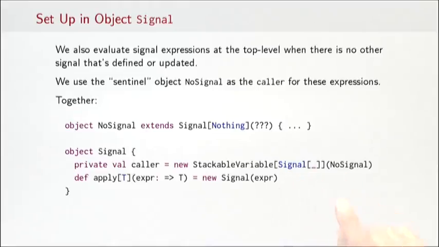Let's have a look at the initial value. What should that be? Well, initially, there is no caller, so we have to express that somehow. And we choose to express it with a so-called sentinel object that we call NoSignal. So NoSignal is a special signal. It doesn't have a value at all, so it extends signal nothing. And it doesn't have an implementation either. So we can pass the triple question marks, which essentially just mean unimplemented, as the expression value for a NoSignal.